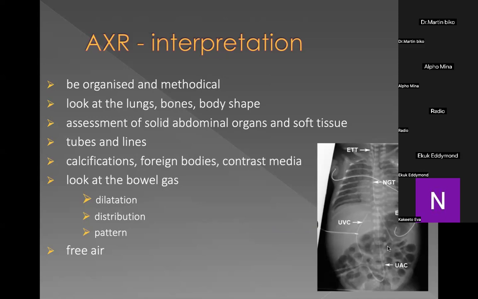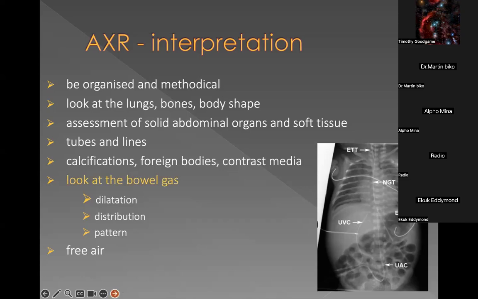Often in the neonates, we will look at the position of different supporting tubes and lines, such as the catheters, G tube or the ET tube. We will be looking at the calcification, foreign body, or any contrast media that we gave to the children, and also looking at the gas within the abdominal cavity and for the free air.